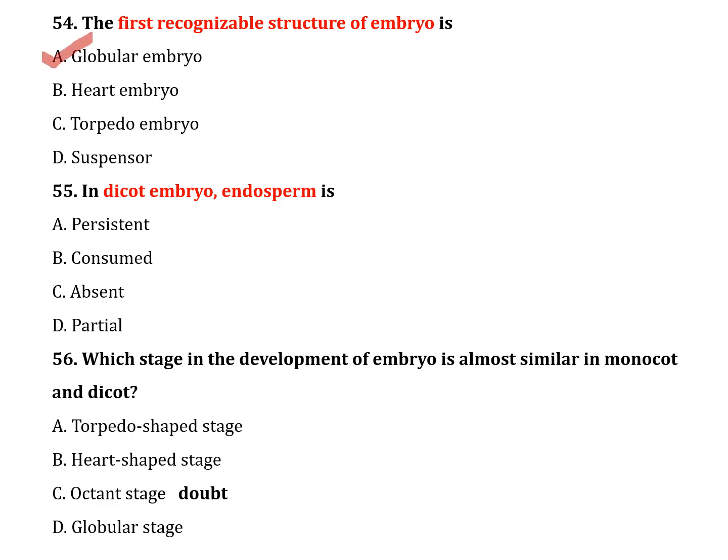The next question, number 55. In a dicot embryo, endosperm is: option A, persistent; option B, consumed; option C, absent; option D, partial. Correct answer is option B, consumed. The next question, number 56. Which stage in the development of the embryo is almost similar in monocot and in dicot? Option A, torpedo-shaped stage; option B, heart-shaped stage; option C, octant stage; option D, globular stage. Correct answer is option C, octant stage.